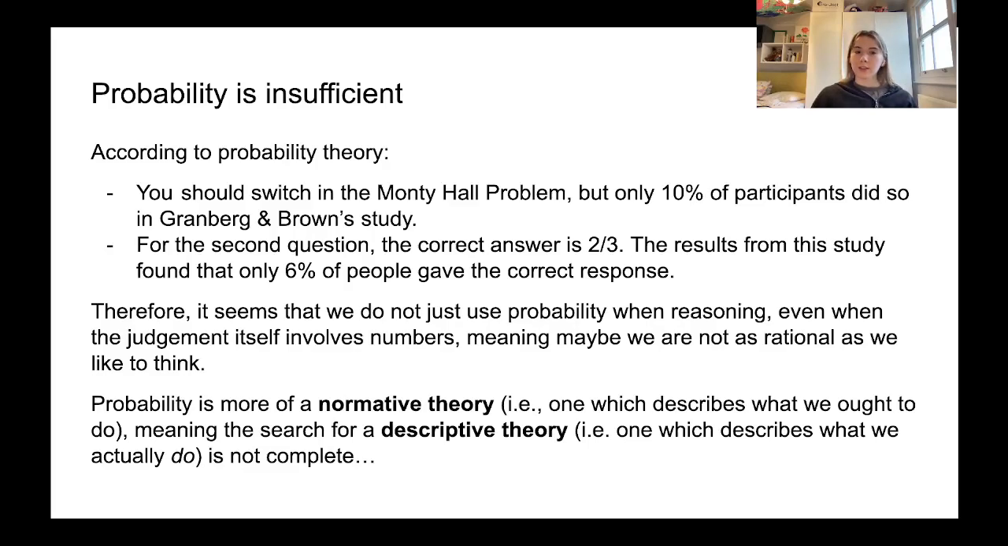In psychology, there is a concept called a normative theory and a descriptive theory. Now, a normative theory is something which describes what we ought to do, how we ought to reason in this case, how we should be reasoning. Descriptive theories, on the other hand, describe what we actually end up doing. So maybe in this case, we would say that probability is more of a normative theory, so it describes what we should be doing. But in reality, it's not the case. We don't use probability all the time when we're reasoning. That means that the search for descriptive theory is not complete.